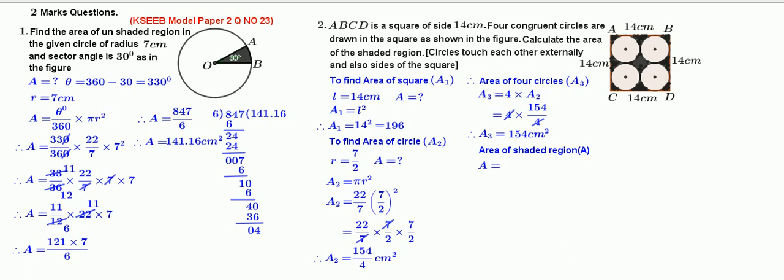Next, the required area, that is the area of the shaded region A. A is equal to A1 minus A3. That is the area of the square minus A3, the sum of areas of 4 congruent circles. Therefore, A is equal to 196 minus 154. A is equal to 42 square centimeter.